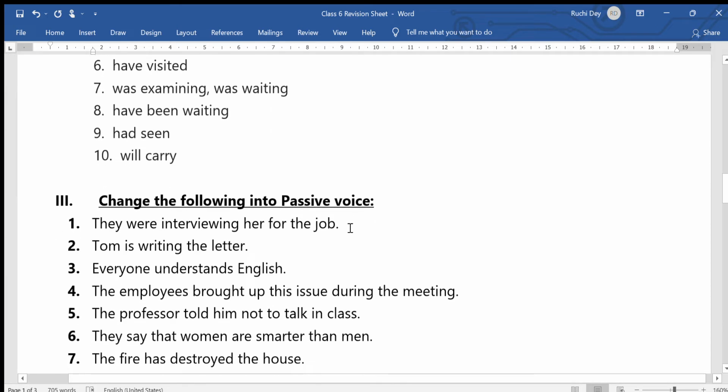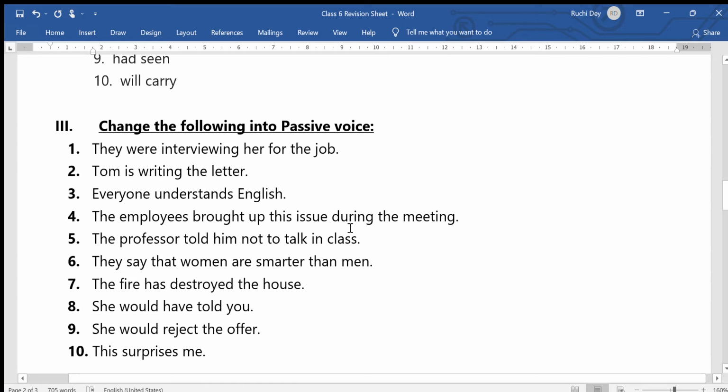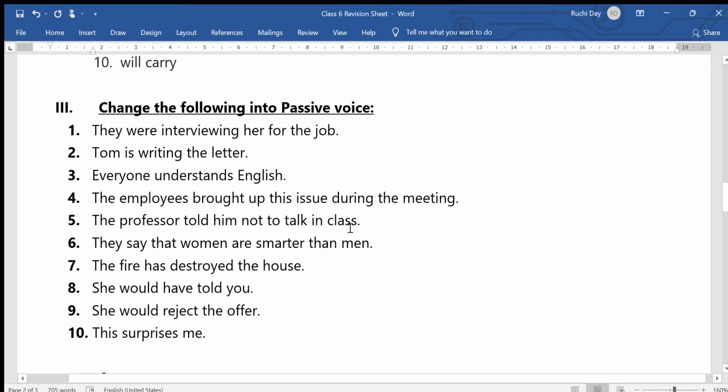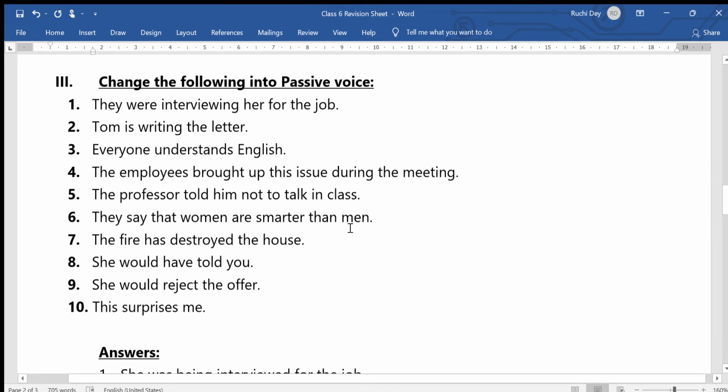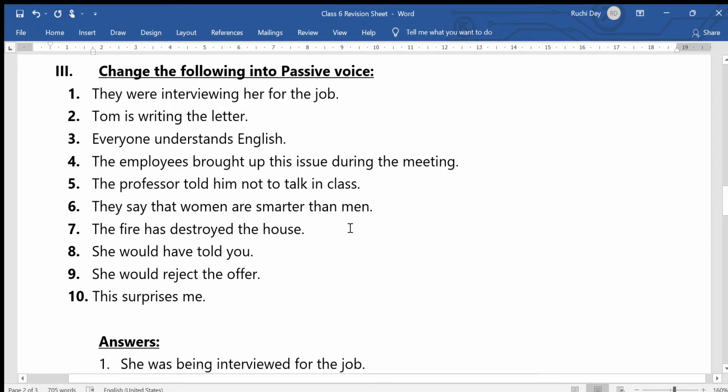Well, quite easy ones. Now comes the passive voice. Change the following into passive voice. That means all the sentences are in active voice, and you have to change them into passive voice. They were interviewing her for the job. Very simple. The job has to come in front and they goes to the end. She was being interviewed for the job. You can skip out they. You can also mention they if you really feel like. In that case, the sentence will become she was being interviewed for the job by them.